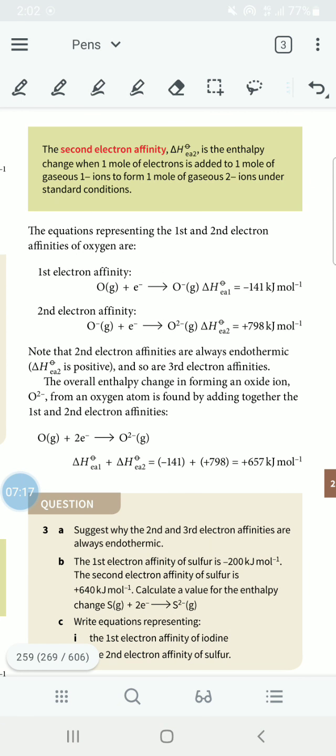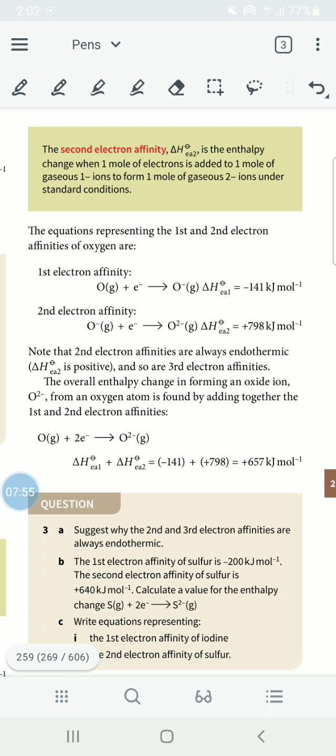Then let's go for the second electron affinity definition. Perhaps you might want to say that. Well, I hope you know the definition of that. The second electron affinity is the enthalpy change when 1 mole of electrons is added to 1 mole of gaseous 1− ions to form 1 mole of gaseous 2− ions under standard conditions. Right? So from 1 mole of 1− ions, 1 mole of 2− ions is being produced.